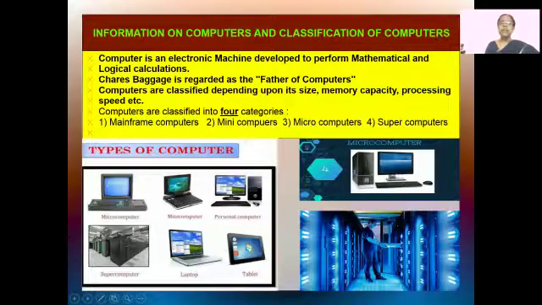And how do you classify the different types of computers? They are classified depending upon the size of the computer, is it very big or very small, their memory capacity, and their processing speed, how fast it works and how fast it can give the answers. According to this classification, the computers are classified into four categories: the mainframe computers, the mini computers, the microcomputers, and the supercomputers.